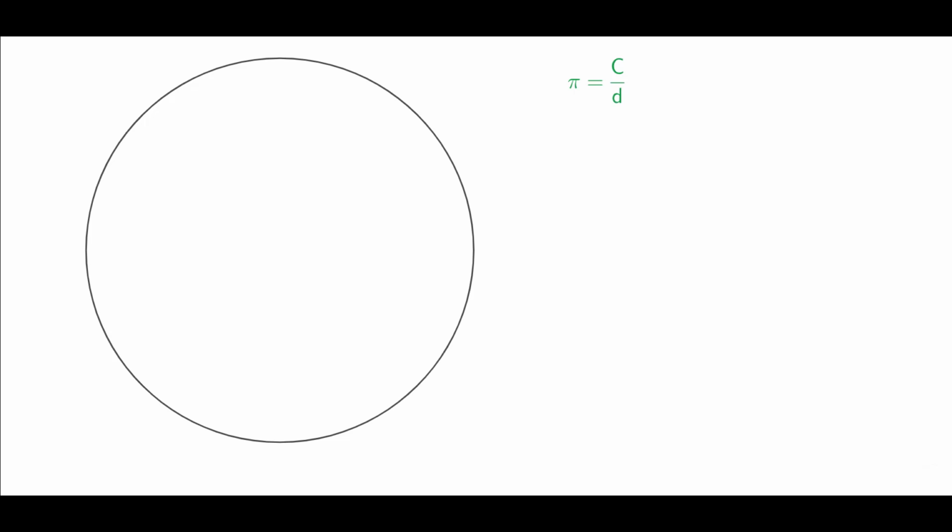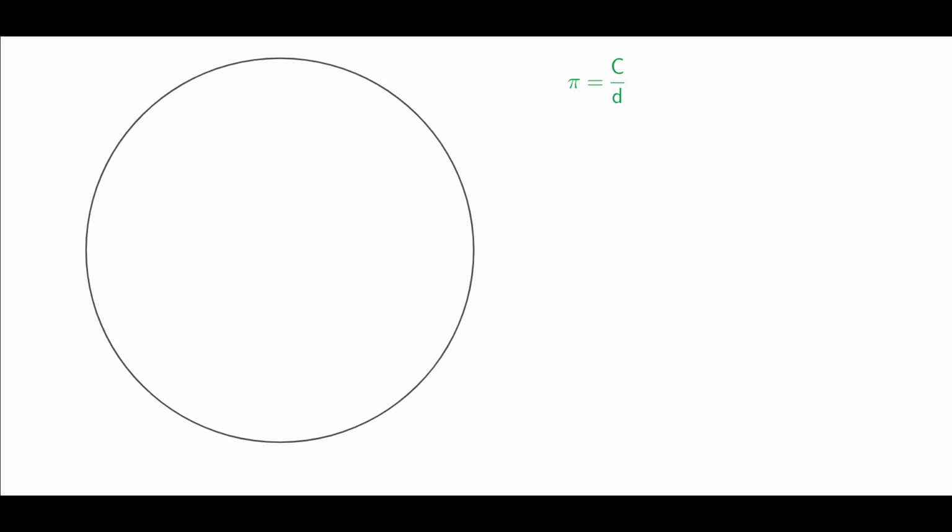I'm going to show you how to calculate pi. So what is pi? It's the ratio of a circle's circumference to its diameter. In other words, its circumference divided by diameter. And this is true for any circle, no matter how small or big. So let's just pick a circle and try to calculate pi from it.